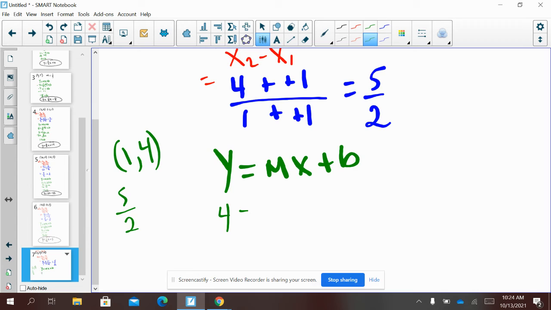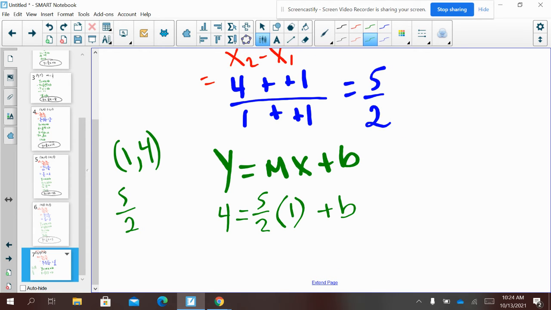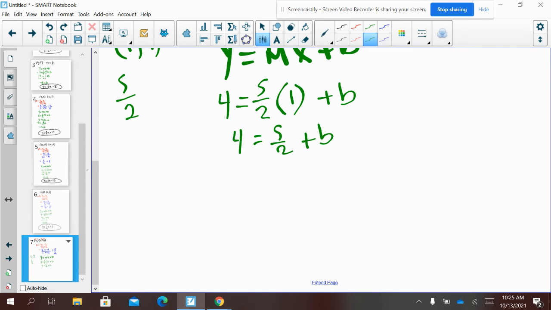Now 4 will go in the place of y. 5 over 2 is our slope. 1 is our x. And we're figuring out what b is. Doing the math, we get 4 is equal to 5 over 2 plus b. 5 over 2 is equivalent to 2.5.